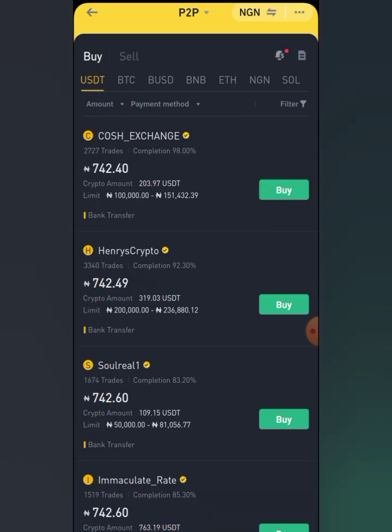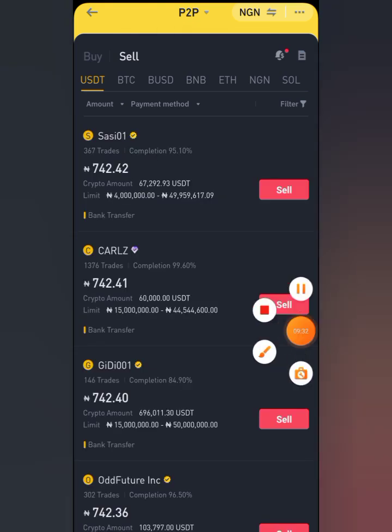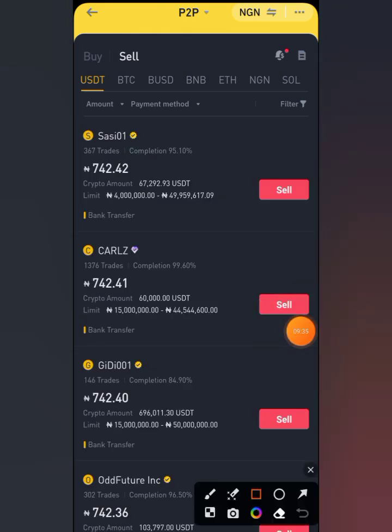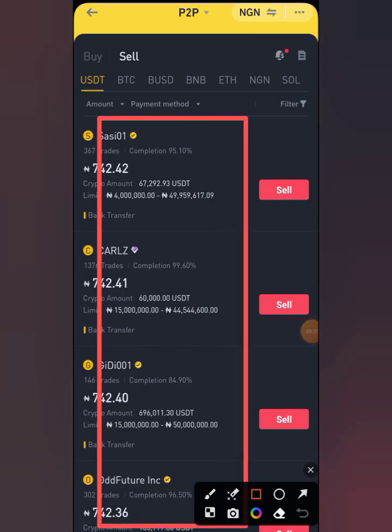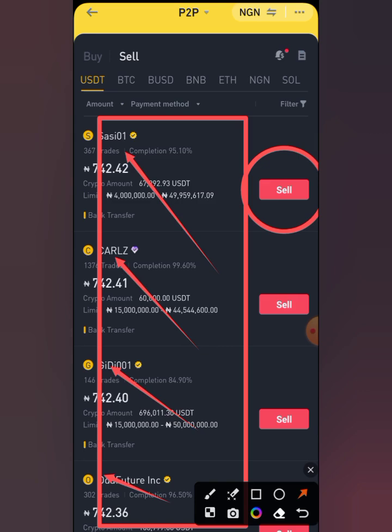And then if you go to the sell section, you also note that all the merchants in this place are not selling, rather they are buying. So if, for instance, I'm visiting and I want to sell my USDT, I will sell to any of these merchants, and they will buy from me, despite you seeing them under the sell section of Binance.